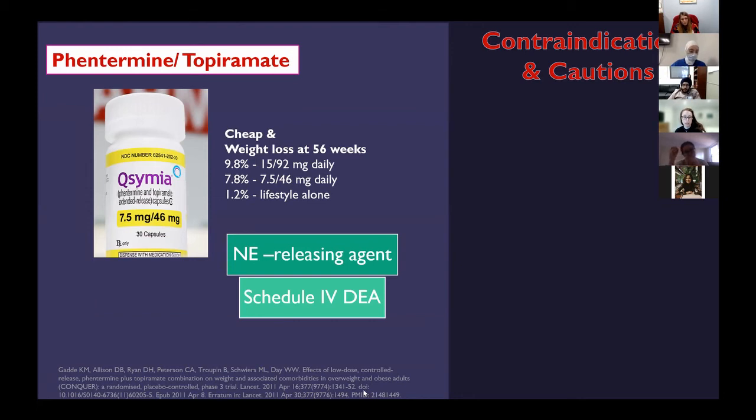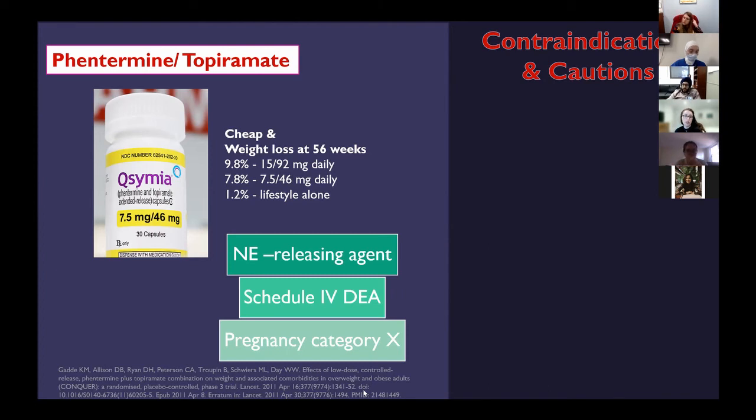So it's a Schedule 4 on the DEA, it's pregnancy category X. Technically, for safety reasons, they're not supposed to use it more than 12 weeks. However, subsequent studies have actually shown no increased cardiovascular risk. So some people, especially in obesity clinics, will use it for longer. I have to tell you, I've never done it, but I still want to talk about it because we could. And part of the reason I haven't done it is because a big contraindication is if they have high blood pressure.